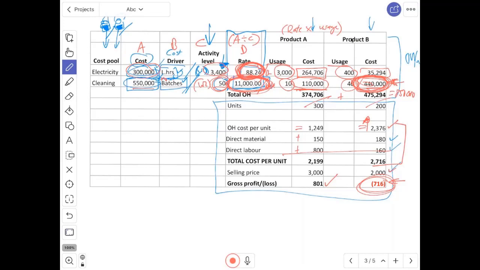But what's the problem with that? If our competitors charge the same price, then we can't just raise the price. Can we reduce the cost? Maybe we can produce batches of 30 for product B as well. That will save quite a lot of cleaning costs and bring the cost of product B down.